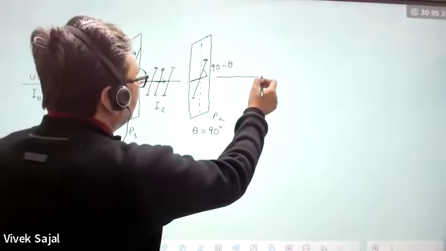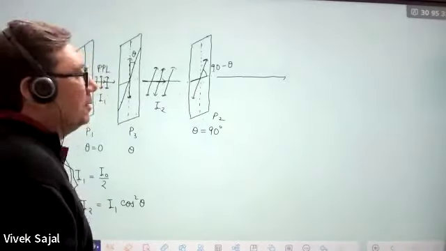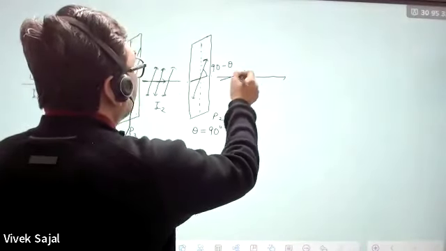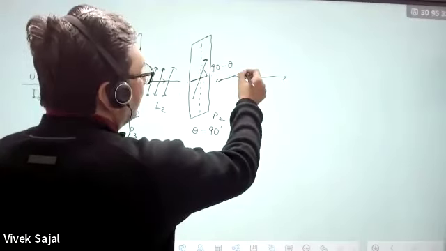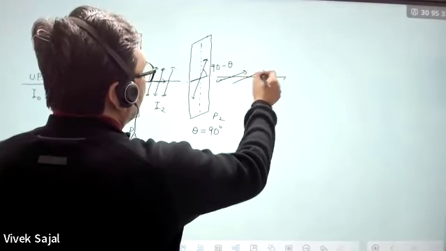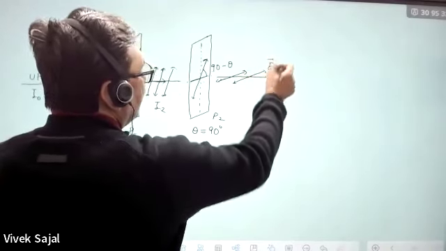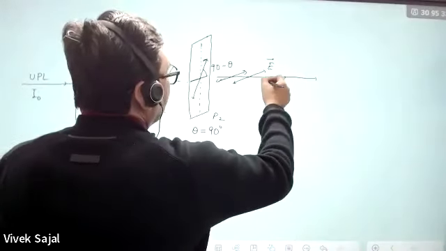When light emerges from here, try to understand, it will be plane polarized light and its electric vector will be parallel to this line. They are perpendicular to this direction. So don't confuse. These electric vectors are still perpendicular to this k direction. So they are like this.